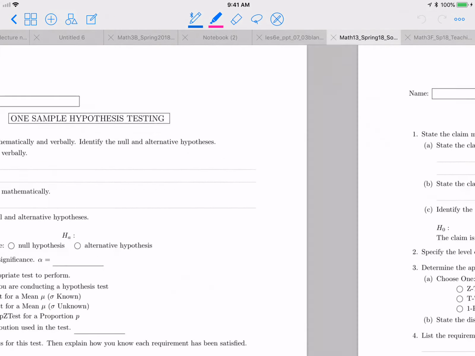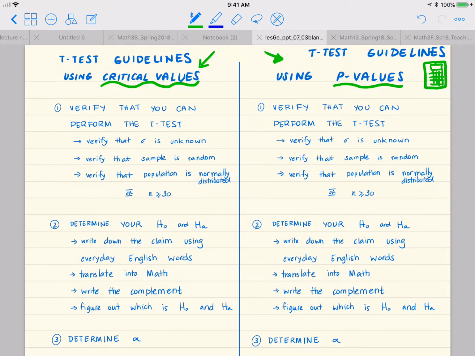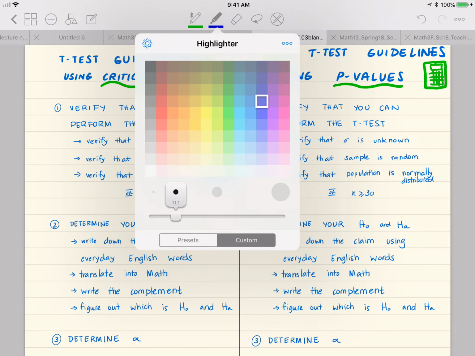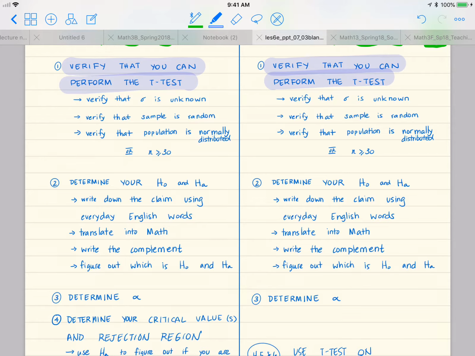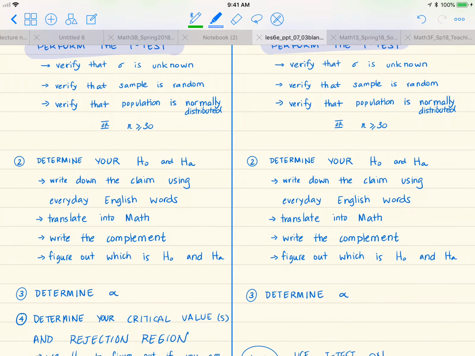So what I want to do is talk about the differences between the two. Now we've already seen both of these guidelines, both of these methods. The first step is always the same. It doesn't matter. The first step is essentially to verify that you can perform the test, right? So that's going to be the same, regardless of whether you're doing a t-test or a z-test or whatever test, you have to verify that you meet the requirements, right? And then the second step is also going to be the same. Determine your null and alternative hypotheses, okay? And we've got some steps to how to do that.